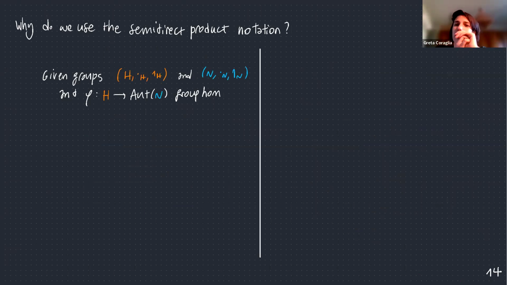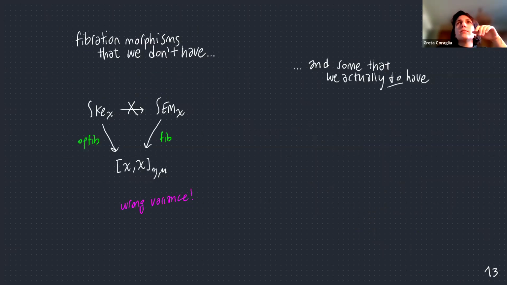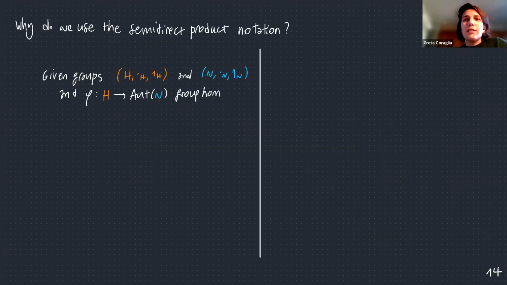So before we move on, I want to try to justify why we use this semi-direct product notation. I'll get back to that at some point. It was quite a useful observation, at least for us, in understanding what happens, using the semi-direct product analogy, which is actually a bit more than an analogy.